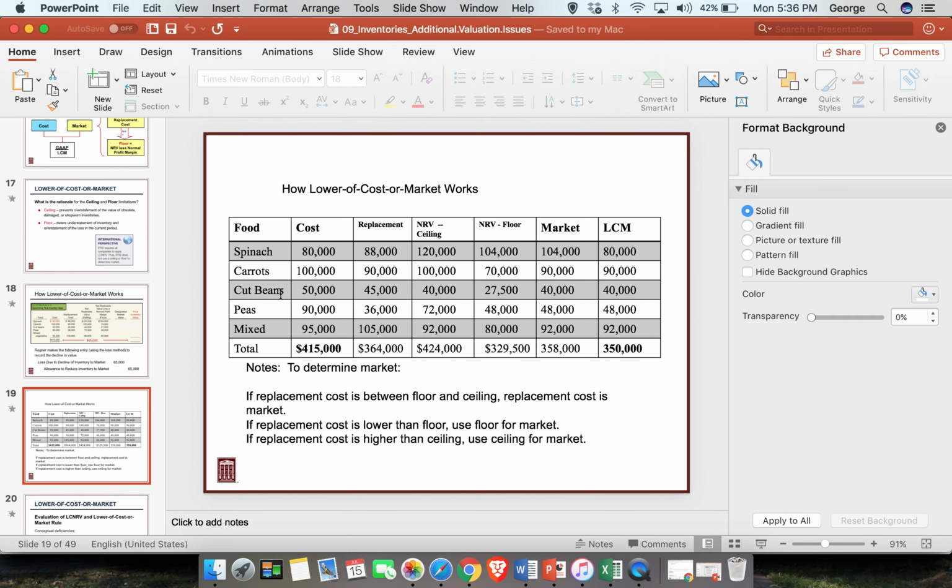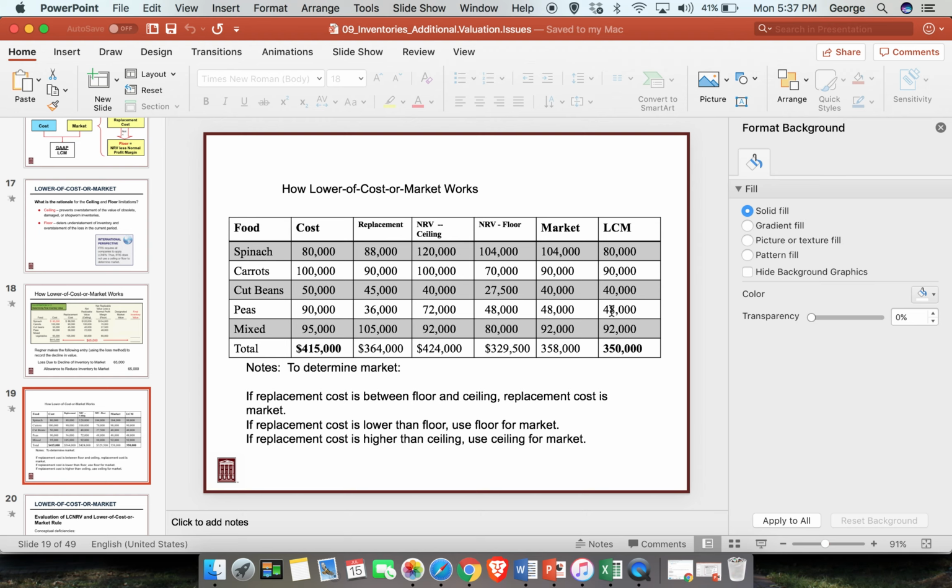And I'm going to compare that lower cost to market. So what's lower, 80 or 104? 80. So lower cost to market would be cost. So that's good. I mean, I'd rather have it as your cost. Carrots, lower cost to market. Looks like our market's 90. Cost is 100, so we use the 90. Market of 40 versus cost of 50, use the 40. Market of 48 versus cost of 90, so we use the 48.